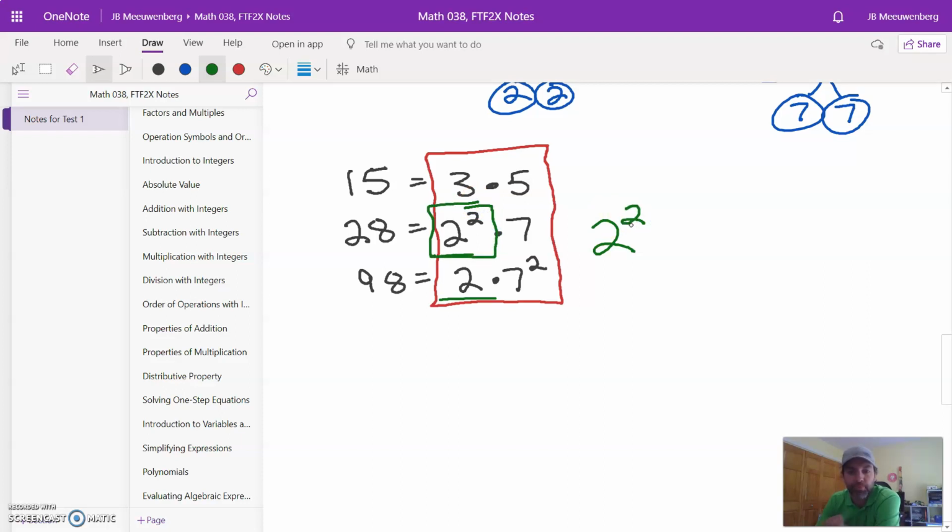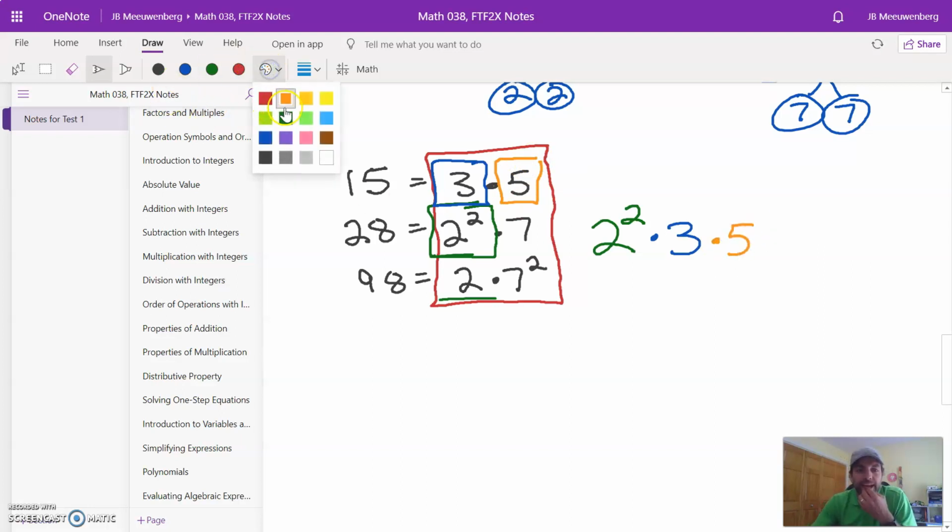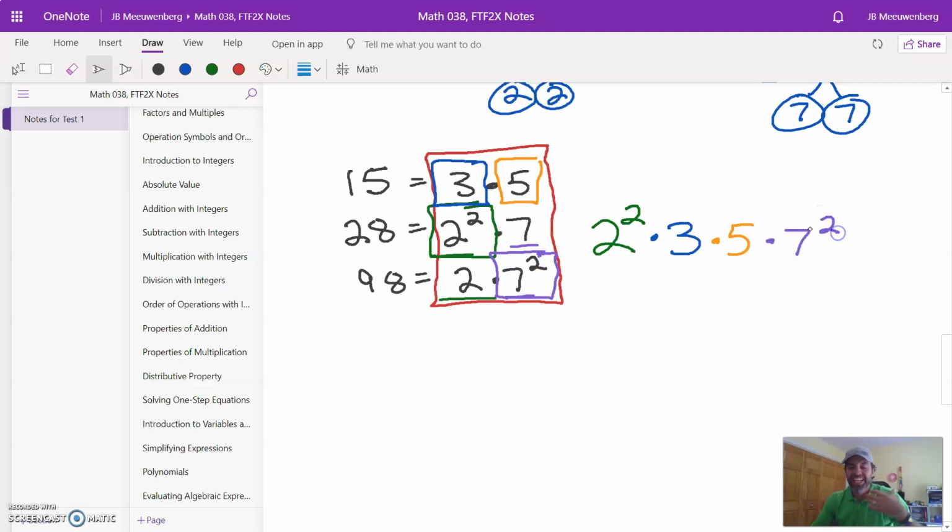I need that. I also see a 3. And I only see one single 3. So we just need one 3 in our least common multiple. I see a 5 right here, and I only see one of them. So we need a 5 in our least common multiple. And I see 7 a couple times. I see 7 here and here. Well, this one has the biggest power, 7 squared. So we need a 7 squared in our least common multiple.